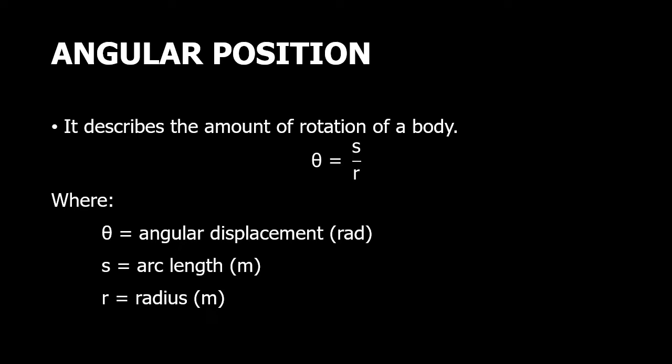It is denoted by the Greek letter theta, and it is a measurement of how far a particle has rotated. So, pwede nating malaman yung angular position ng isang object by following this formula. Theta is equal to S over R. So, your S stands for your arc length and R stands for your radius. And you divide those two values and you have your angular position. The standard unit or SI unit for angular position is measured in radians.